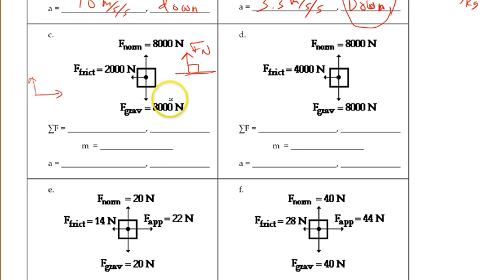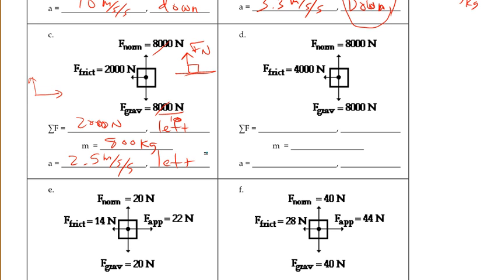Okay, so in this one, 8,000 down, 8,000 up cancel each other out. That means the leftover force is 2,000 newtons worth of friction, and that's to the left. Now for the mass, we're going to divide the weight by 10 here on the surface of the Earth, and we have 800 kilograms. Then for the acceleration, we're going to take the force divided by the mass, 2,000 newtons divided by 800 kilograms. We're going to get 2.5 meters per second squared, and that's to the left.